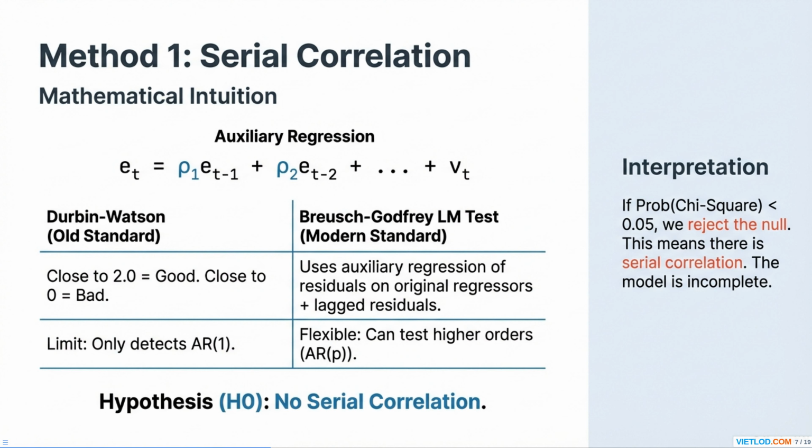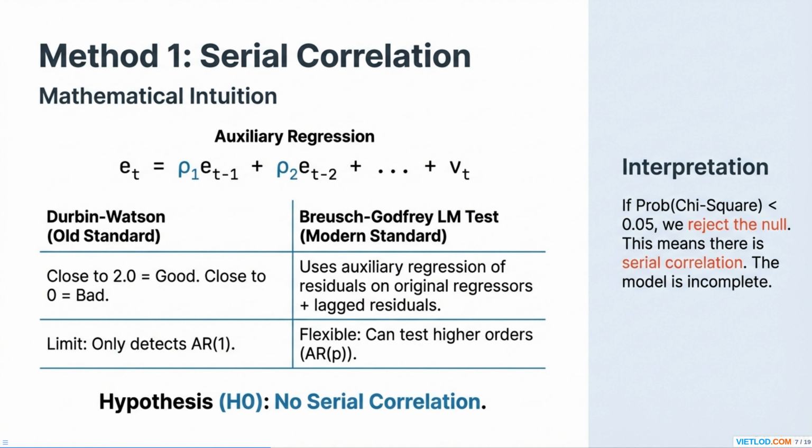Serial correlation, also known as autocorrelation, occurs when the error terms of a regression are correlated with each other across time. The Breusch-Pagan-Godfrey LM test is the modern standard for detecting this. The intuition is to check if the residuals can be predicted by their own past values. We achieve this by running an auxiliary regression, where the residual at time t, denoted e sub t, is regressed on its own lagged values, like e sub t minus 1, and the original independent variables.